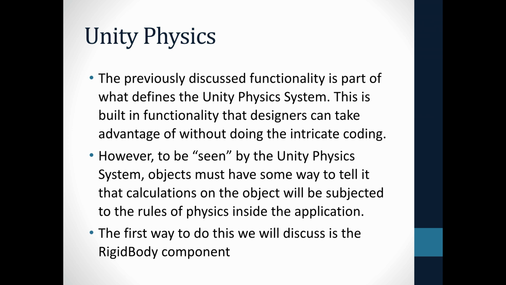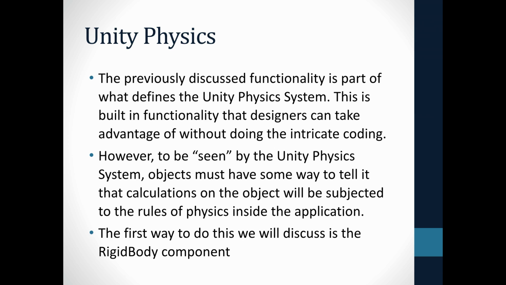All right, so the previously discussed functionality is part of what defines the Unity physics system, okay? And this is just our first taste of the physics system. This is built-in functionality that designers can take advantage of without doing the intricate coding to actually design the physics of a world. This is already included, and you can change some of these physics properties. You can change how much gravity there is in a scene, etc. We can take objects and make them be affected by gravity or not affected by gravity.